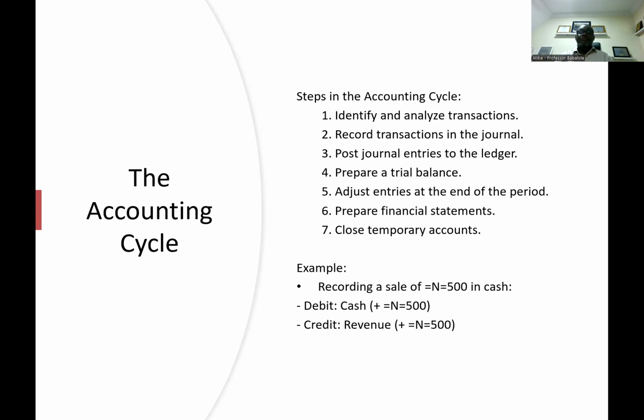Now, number 5 says adjust entries at the end of the month. Who can tell me what this means? Adjusting when the account has balance in trial balance. Don't mind me, I'm just joking.